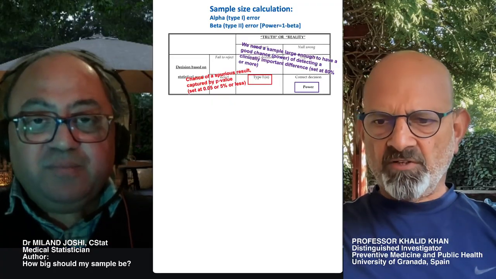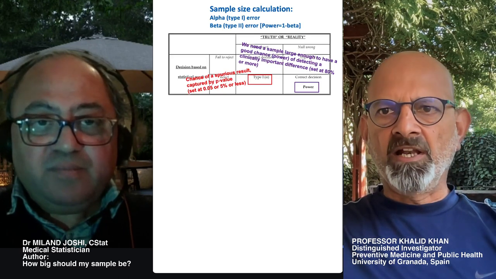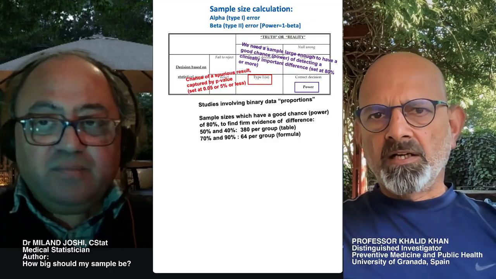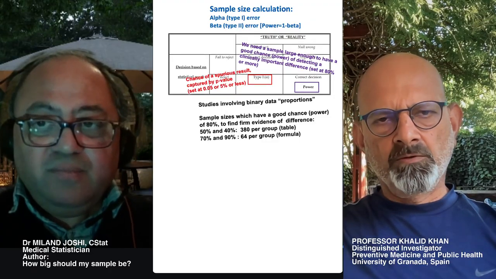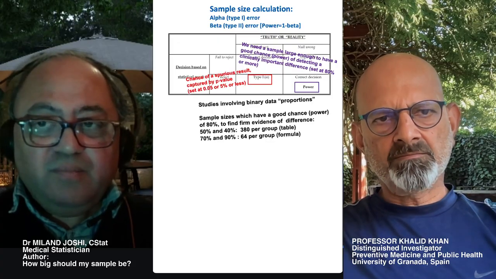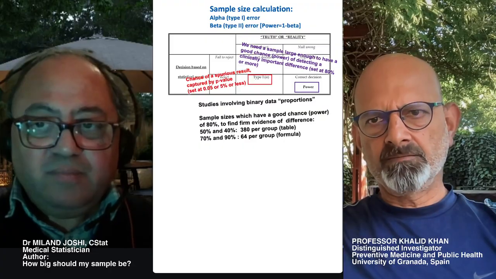Okay, well, thank you very much for that clear explanation. Would like Milind to give us an example using a binary outcome of how sample sizes might be calculated.